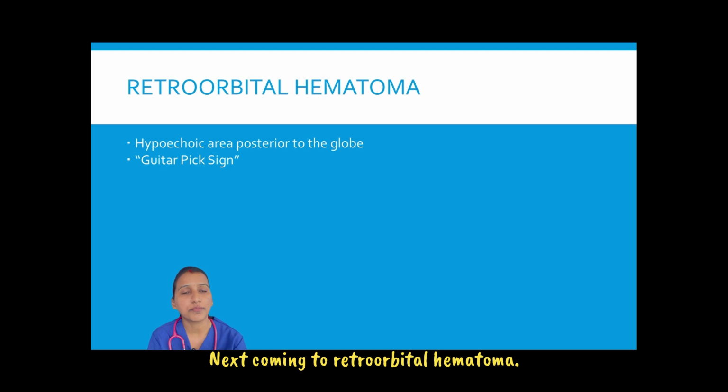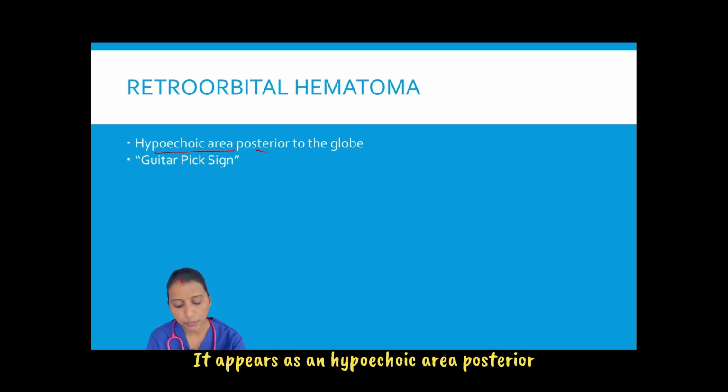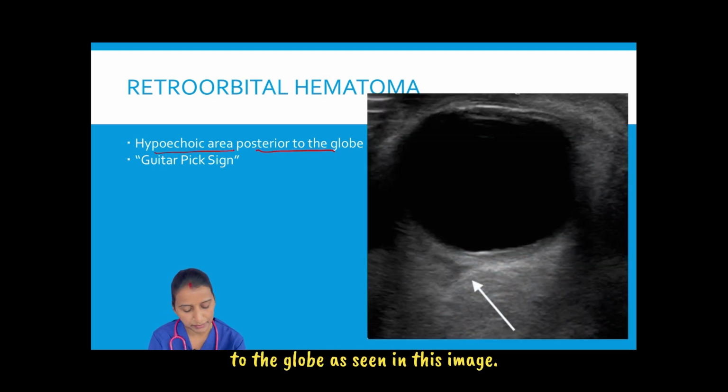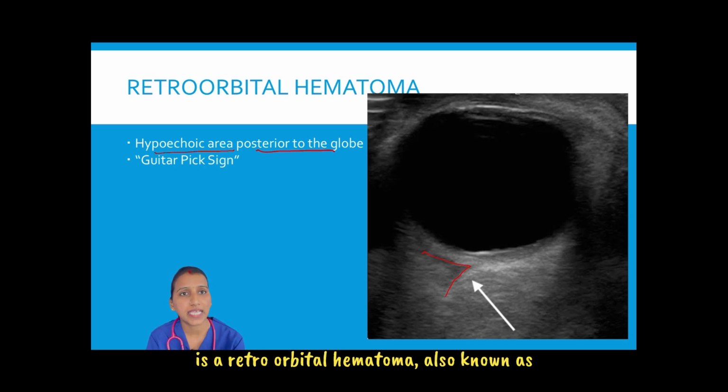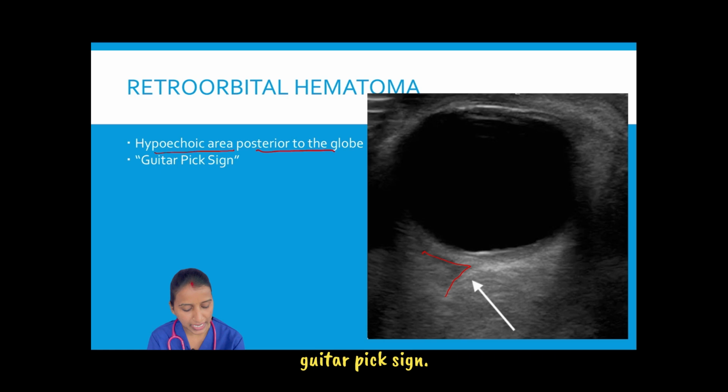Next, coming to retroorbital hematoma. Retroorbital hematoma can be secondary to trauma or due to other non-traumatic causes. It appears as a hypoechoic area posterior to the globe as seen in this image. This triangular hypoechoic area is a retroorbital hematoma, also known as the guitar pick sign.